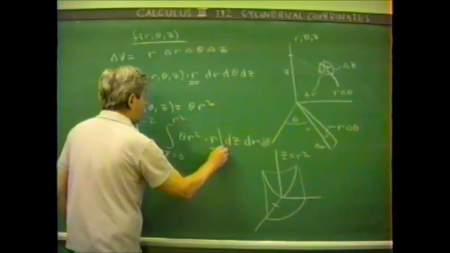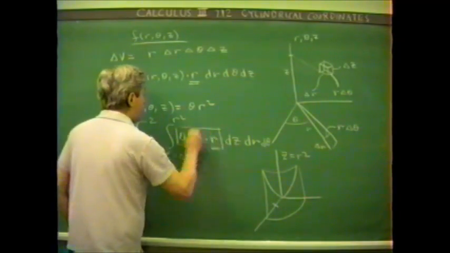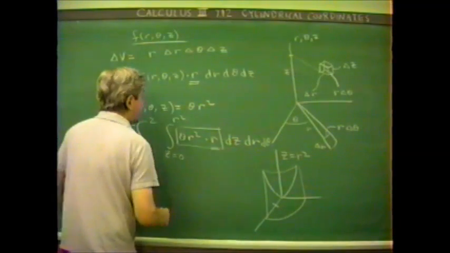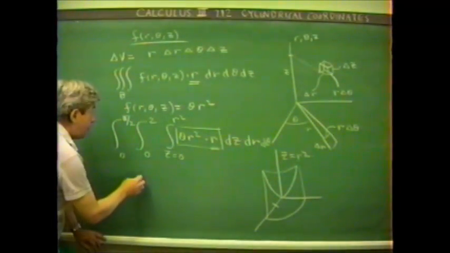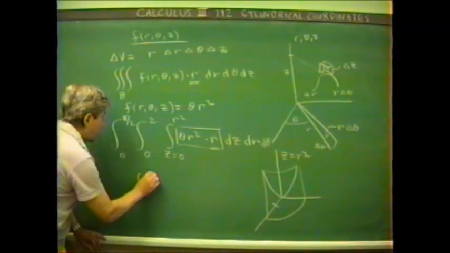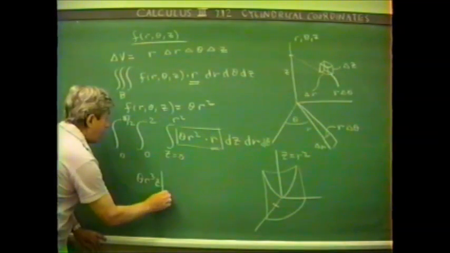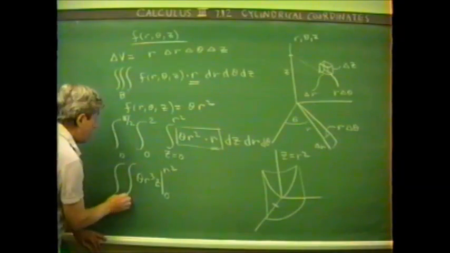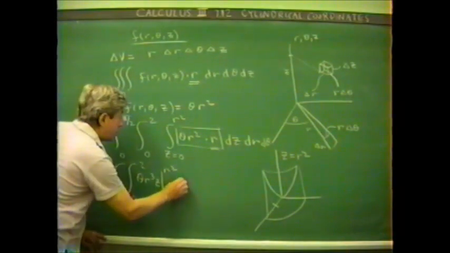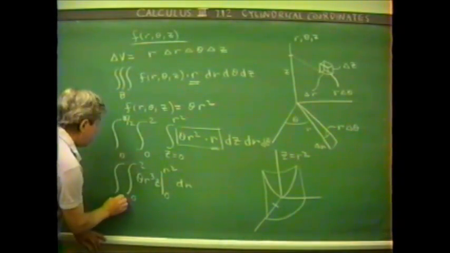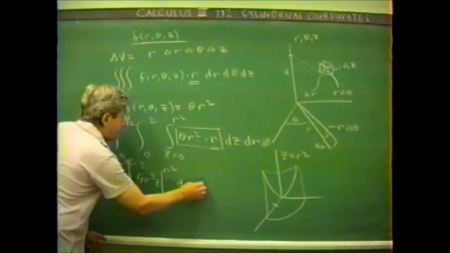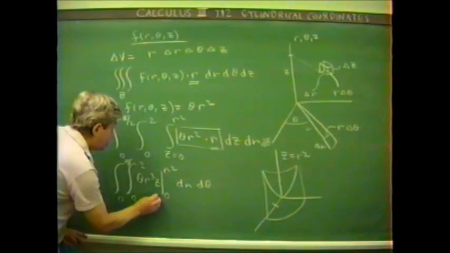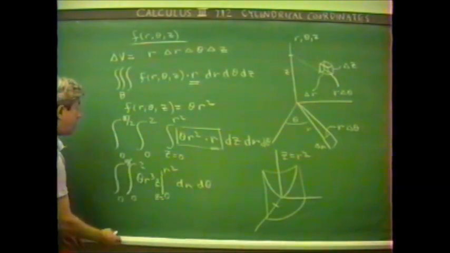Now, this quantity right in here is now an ordinary integral. That's a function of r, theta, and z. And it's an ordinary integral. If we integrate this with respect to z, for example, we're going to get theta r cubed z. We want to evaluate that from 0 to r squared, and then integrate from 0 to 2 with respect to r, and from 0 to pi over 2 with respect to theta. We evaluate that from 0 to r squared. That's to say this is from z equals 0 to z equals r squared.